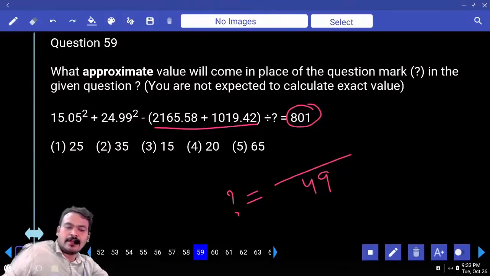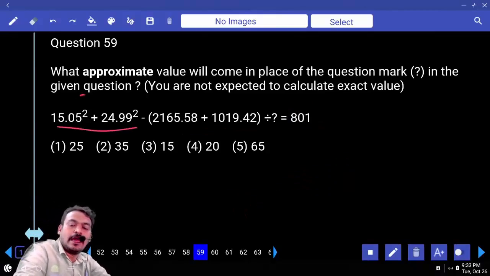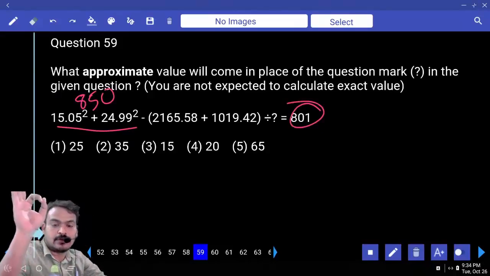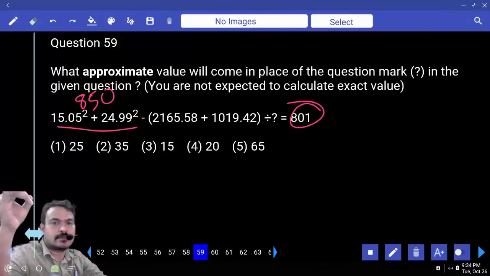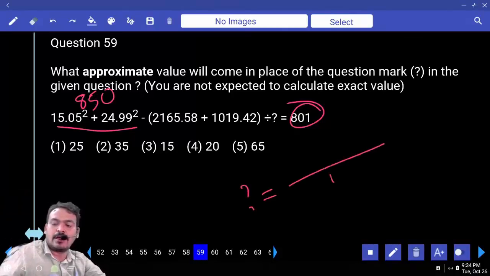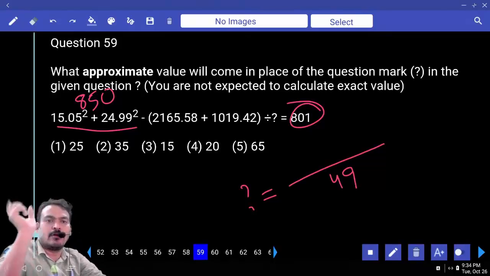If anyone has doubt, this one is how much? 800 or 850? 850. This one is how much? 801. What is the difference? 49. 49 equals bracket value by something, or not? But this one I wrote whatever value, it is equal to the denominator, how much? 49. Then the numerator value is only the bracket term, or not?